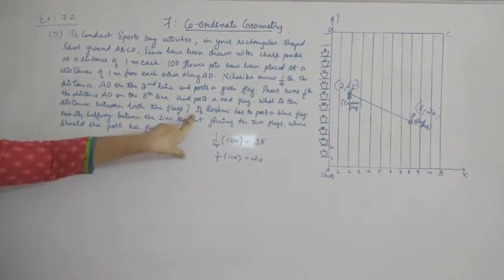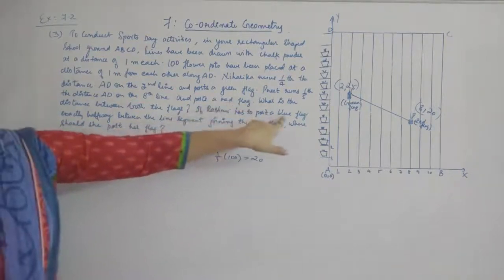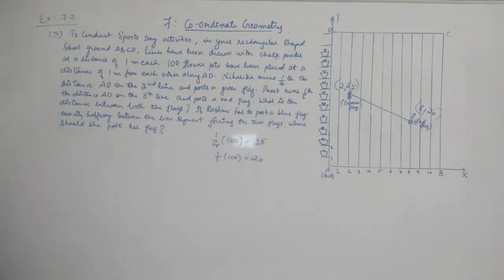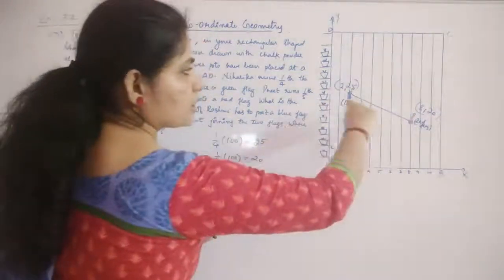The second subdivision is, if Rashmi has to post a blue flag exactly halfway between the line segment joining the two flags, where should she post her flag? So you have to find out the position of Rashmi's flag to be posted, that is the blue flag, which should lie in between the green flag and red flag when you consider the distance between the two.